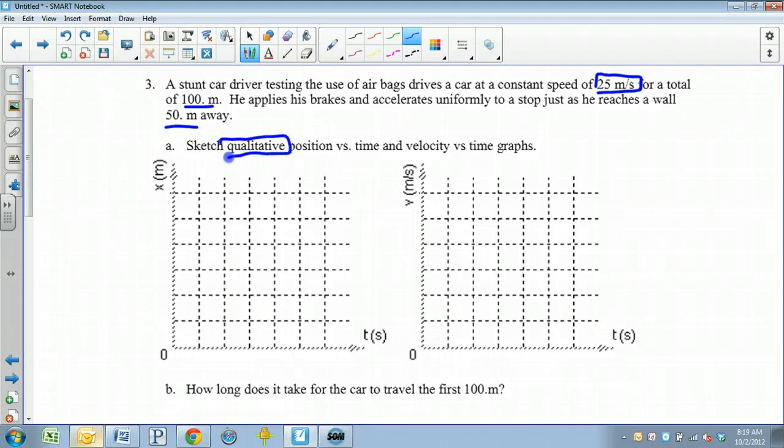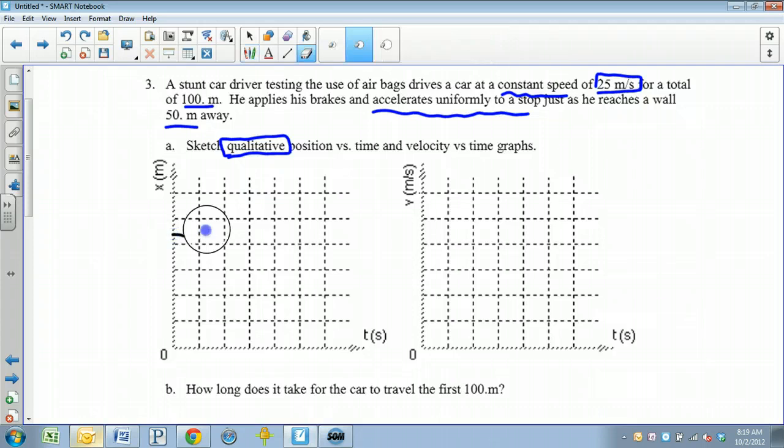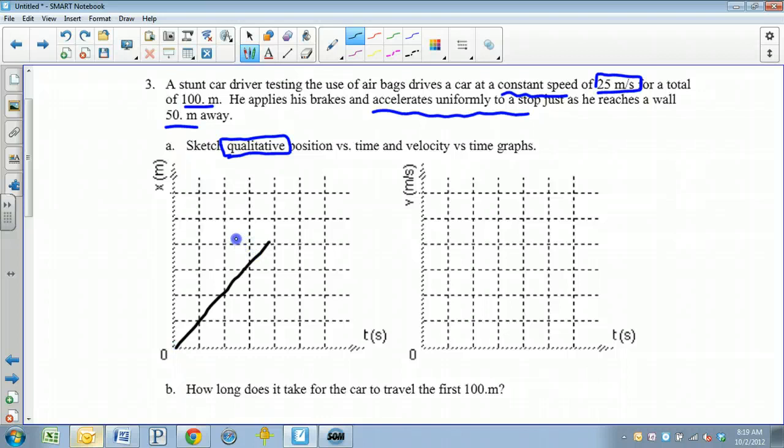Remember, qualitative means that we're not doing anything with numbers. So what's happening? Well, it's a constant speed at first, and then they're slowing down, right? Accelerating uniformly to a stop. So in general, what that's going to look like is, and it doesn't matter where you put this on the vertical axis, you're going to be increasing your position in a constant way, right? Because they're traveling forward at a constant speed, and a diagonal line represents constant speed.